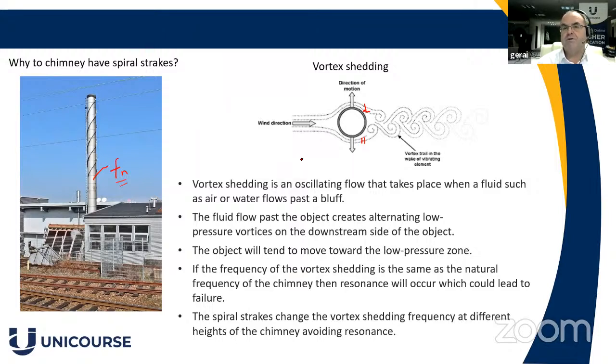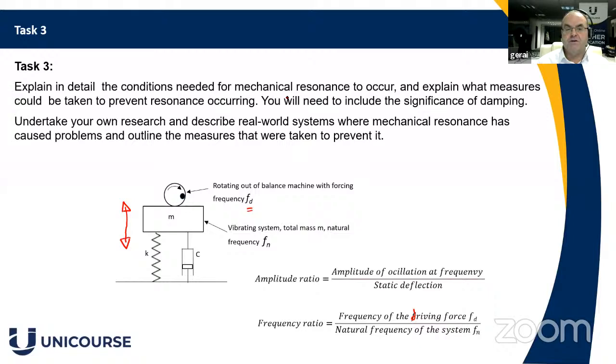That's just one example. There's a bridge in America, I can't pronounce the name of it, but they had wind blowing over the surface. You had these eddy currents forming, and that went into a resonant condition and it fell down. So there are lots of examples of resonance causing failure of systems. You just need to describe one of those in the assignment. So just go back to the assignment before we finish. Undertake your own research to describe real world systems where mechanical resonance has caused problems and outline the measures that were taken to prevent it.